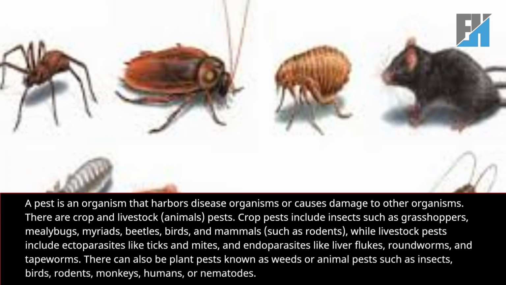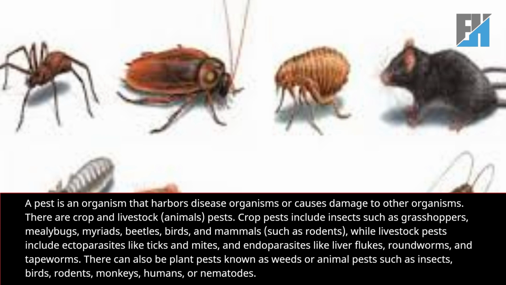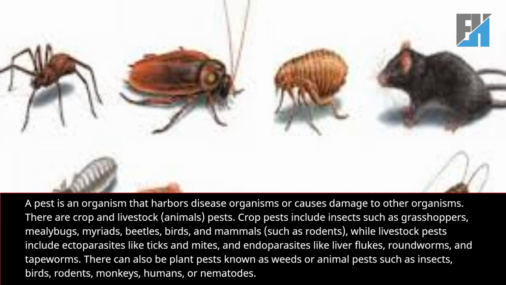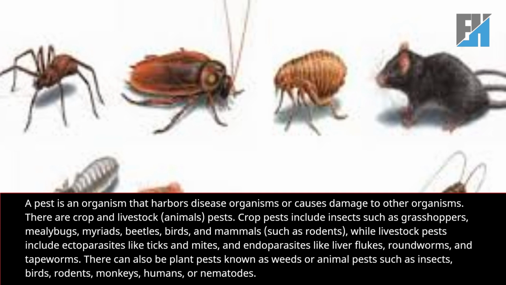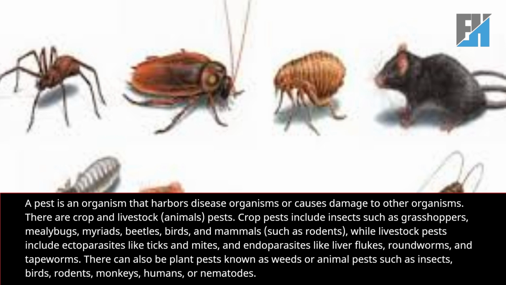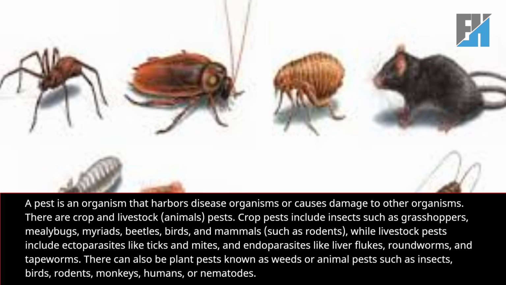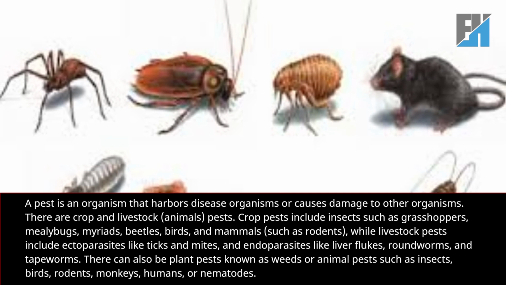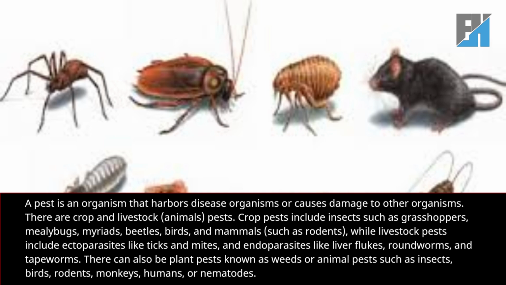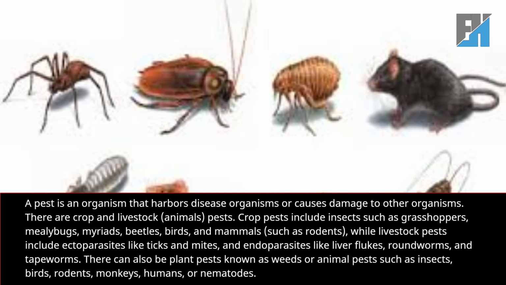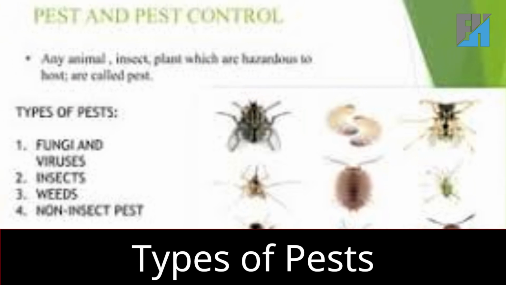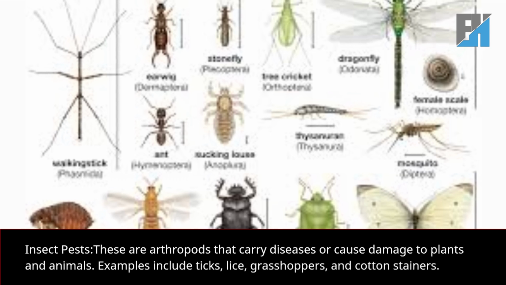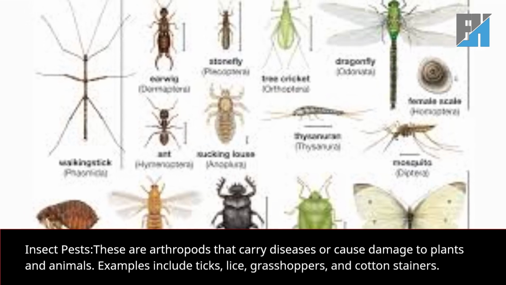Crop pests include insects such as grasshoppers, mealybugs, mirids, beetles, birds, and mammals such as rodents, while livestock pests include ectoparasites like ticks and mites, and endoparasites like liver flukes, roundworms, and tapeworms. There can also be plant pests known as weeds, or animal pests such as insects, birds, rodents, monkeys, humans, or nematodes.